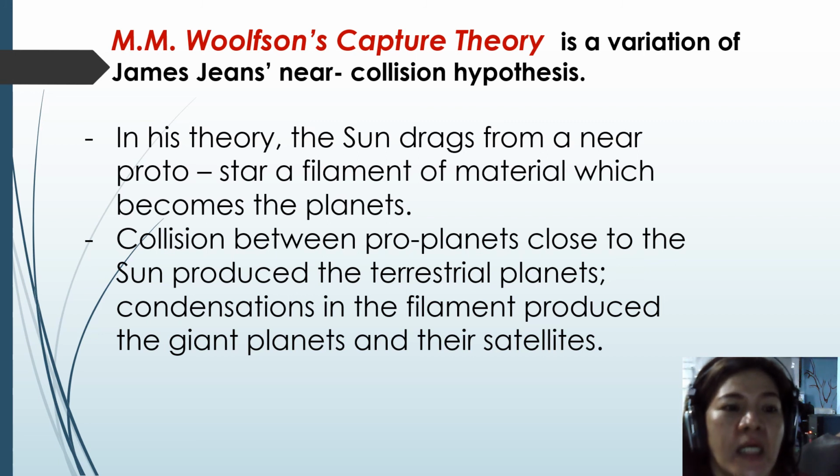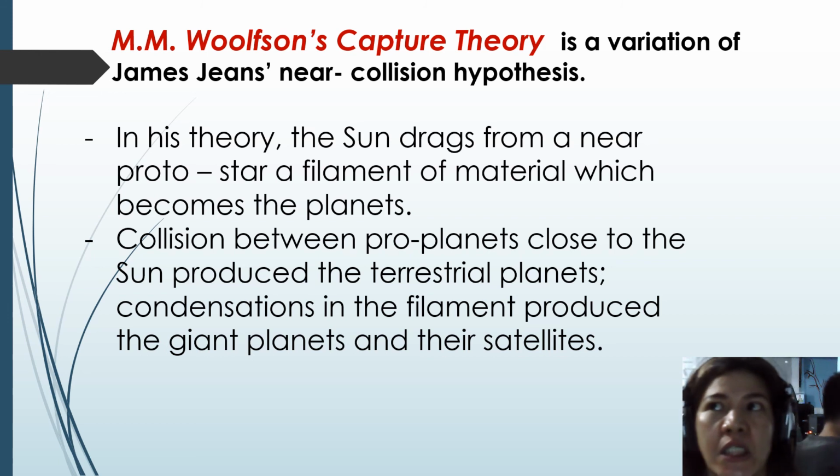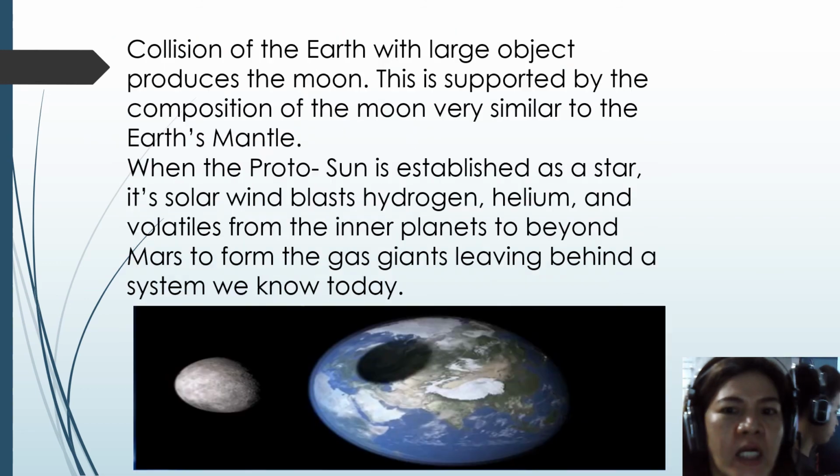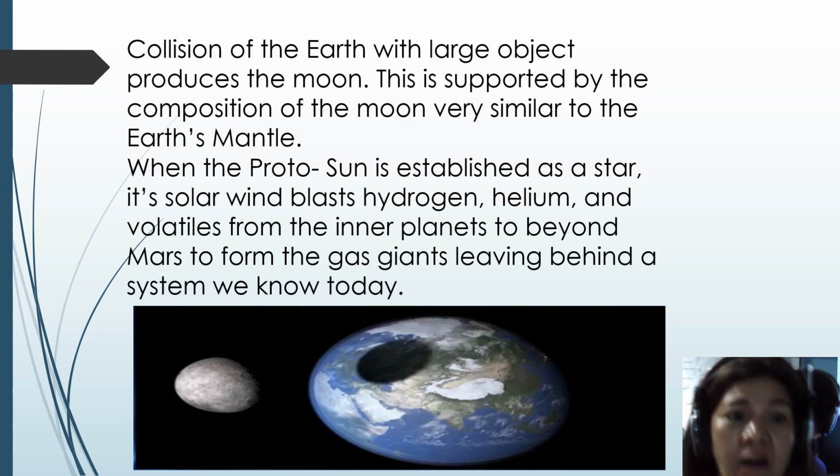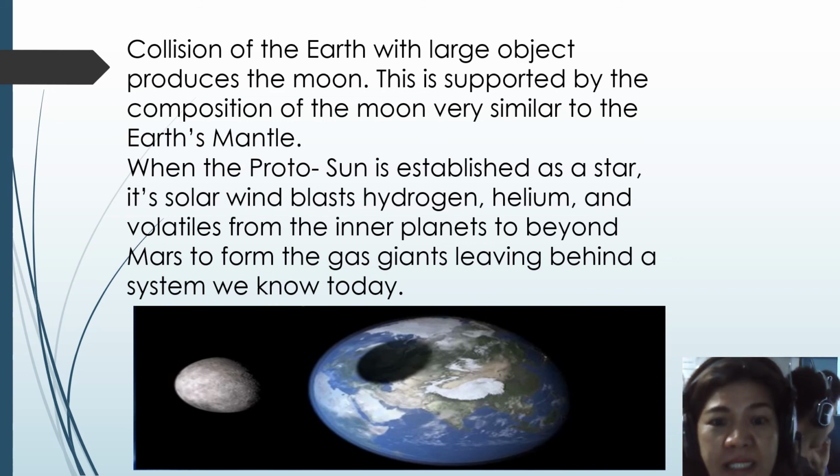And the giant planets are Neptune, Uranus, Saturn and Jupiter. So they are the gas giant planets because they are big and they also have their satellites or moons. Okay, now, the collision of the Earth with a large object produces the moon. That is why the Earth also has a moon. So this is supported by the composition of the moon being very similar to the Earth's mantle.